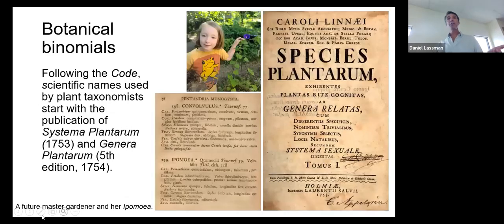Okay, so botanical binomials, following the code, scientific names used by plant taxonomists, start with the publication of Linnaeus's Species Plantarum in 1753, May 1st. And we take all of our generic descriptions, which he didn't provide in his Species Plantarum, weirdly enough, from his Genera Plantarum, which is the fifth edition that came out the next year.